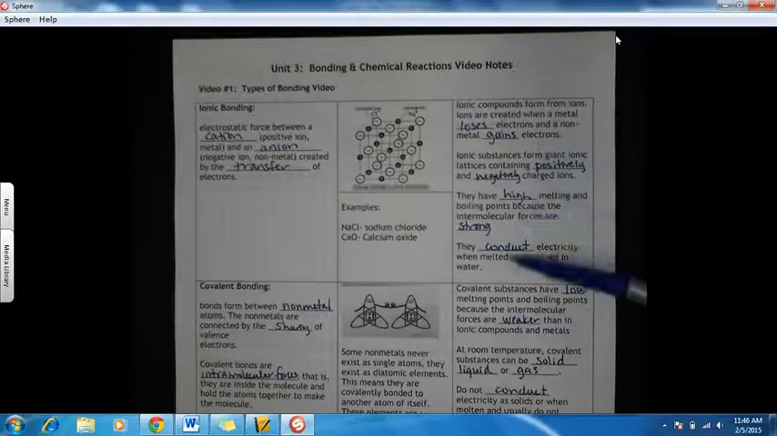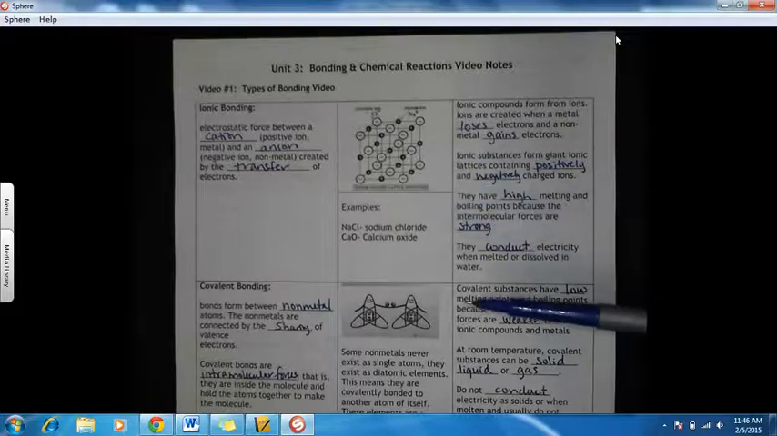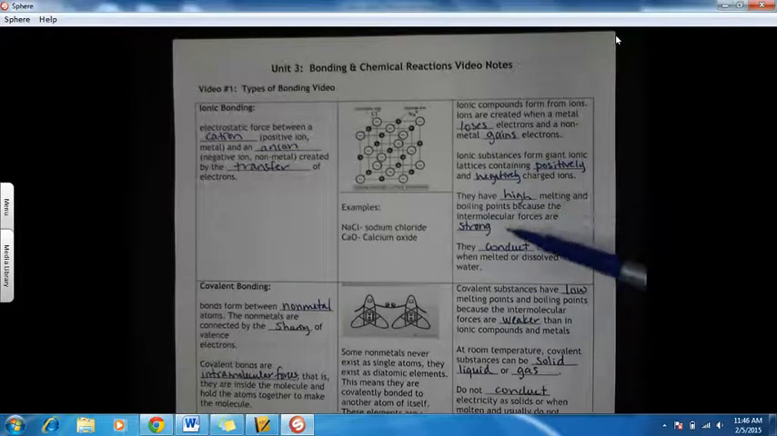Ionic substances form giant ionic lattices which contain positively and negatively charged ions, and you can see a picture of that here. They have high melting and boiling points because the intermolecular forces are strong.